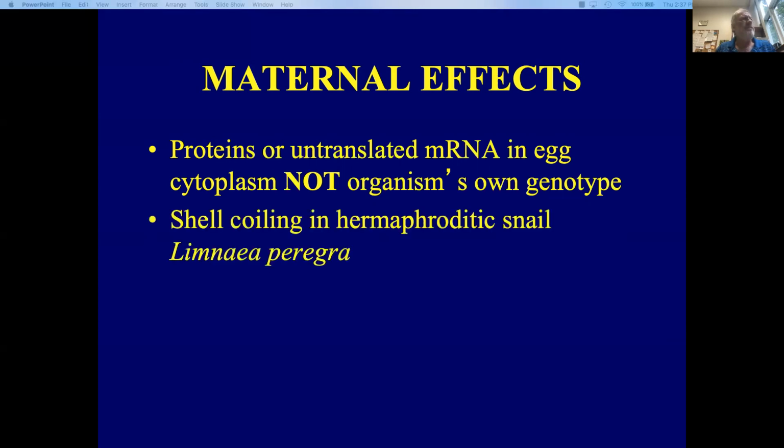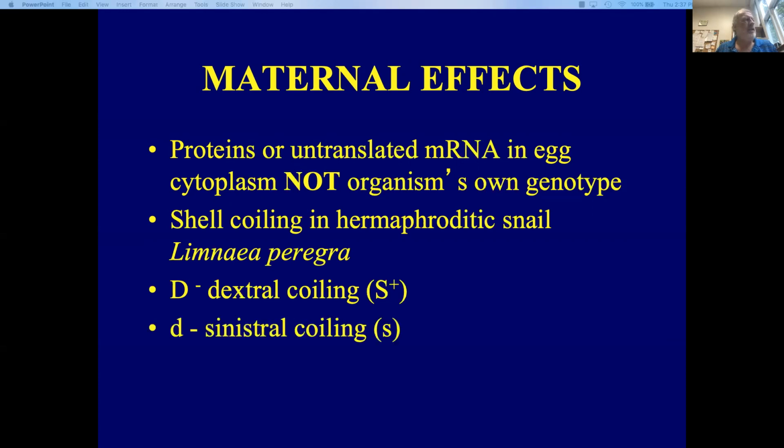It's a little strange. We're going to look at this in a hermaphroditic snail called Limnaea peregrina, where the big D allele is dominant and causes right-handed or dextral coiling, given by s+. The little d allele is recessive and causes left-handed or sinistral coiling, given by the little s.